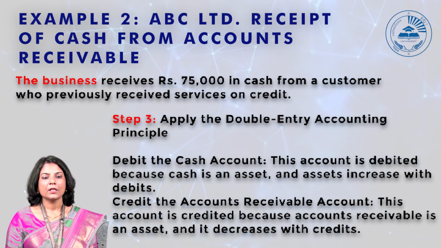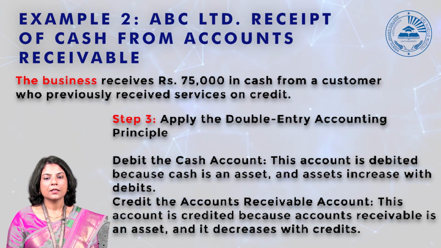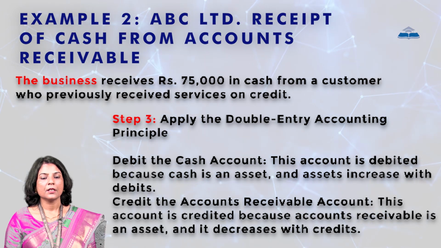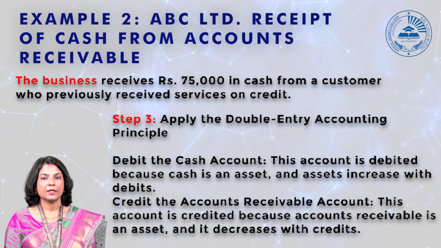Debit the cash account and credit the accounts receivable account. Debit, why the cash account? Because cash is an asset, which will increase with debits. Why credit the accounts receivable account? Because accounts receivable is an asset, which will decrease with the credit.